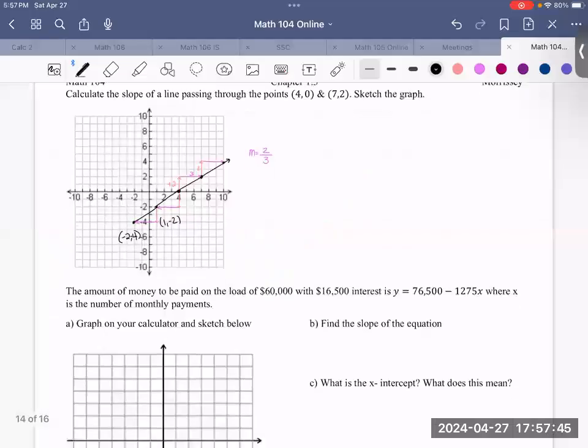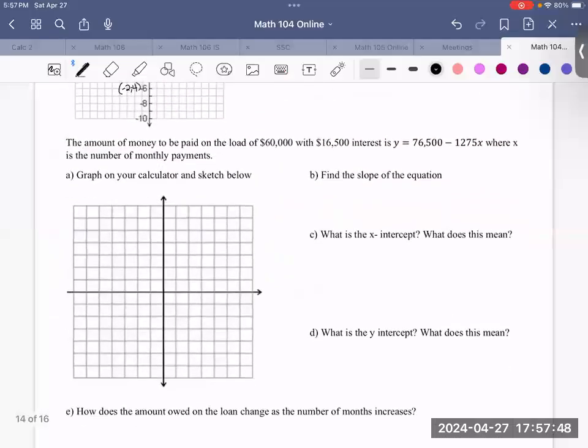Now let's take a look at a more applied question. This says the amount of money to be paid on the loan of $60,000 with $16,500 interest is the equation that you're seeing over here, where X is the number of monthly payments. Graph on your graphing calculator and sketch below.